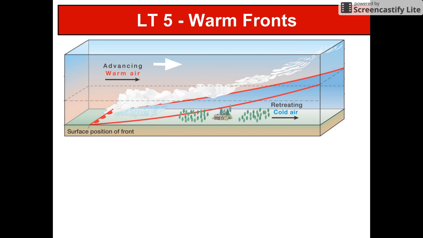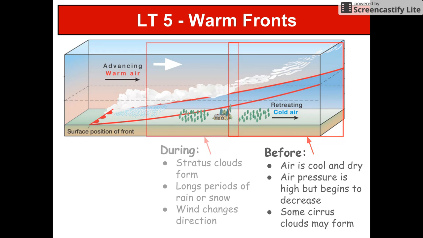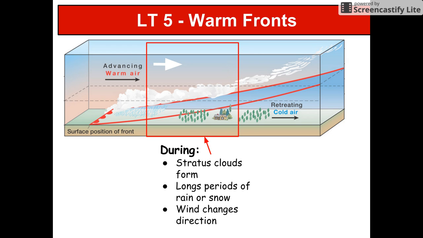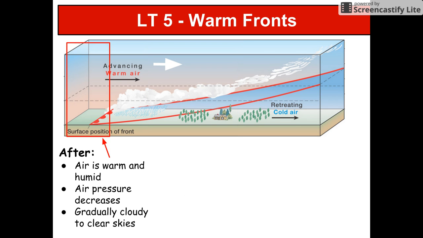You will have to know the weather before, during, and after a warm front as well. Before a warm front, the air is cool and dry. Air pressure is higher, but begins to decrease and some cirrus clouds may form. During a warm front, stratus clouds form. There are long periods of rain or snow, and wind changes direction. After a warm front, air is warm and humid. Air pressure decreases and the weather gradually moves from cloudy skies to clear skies, but again, very slowly it does that.